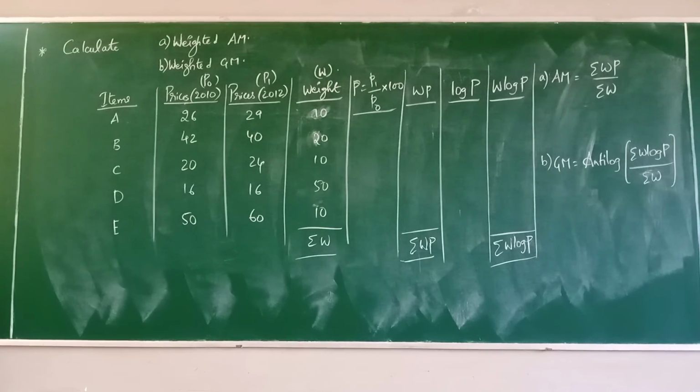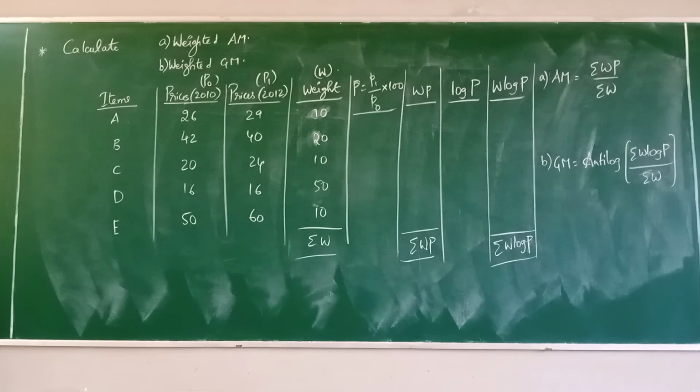Okay, so here, as you all know, P has to be calculated, which is price relative, P1 by P0 into 100. So individually you calculate the P, and afterwards apply the arithmetic mean formula. What is that formula now? Summation WP by summation W, where W are nothing but weights which are given directly, and P is nothing but price relative. So price relative you have to calculate by substituting P1 divided by P0 multiplied by 100. So you will be getting all price relative values.